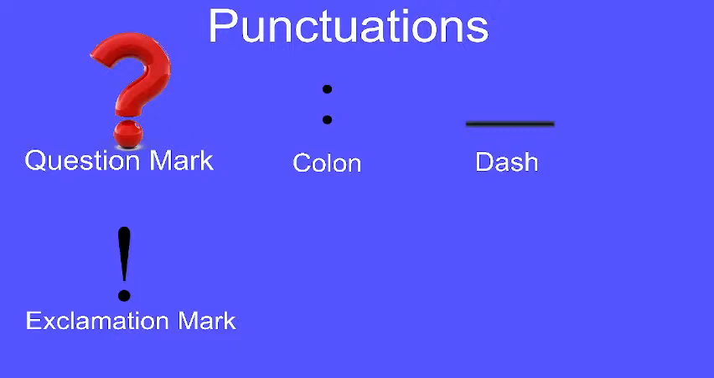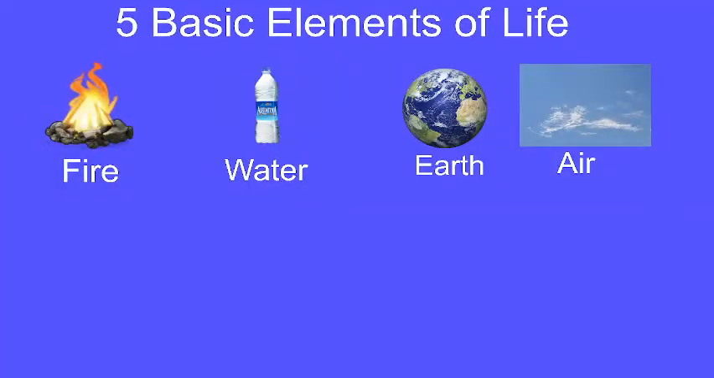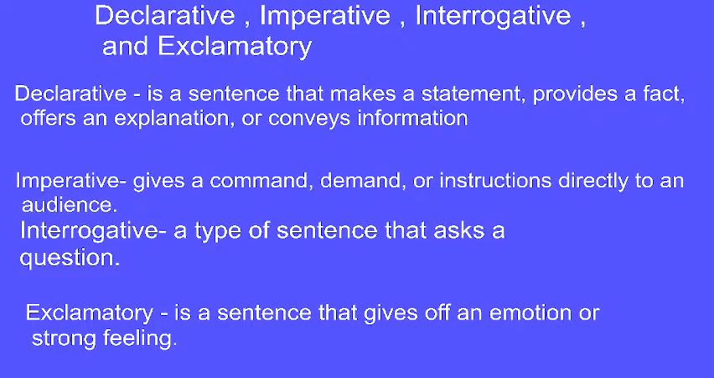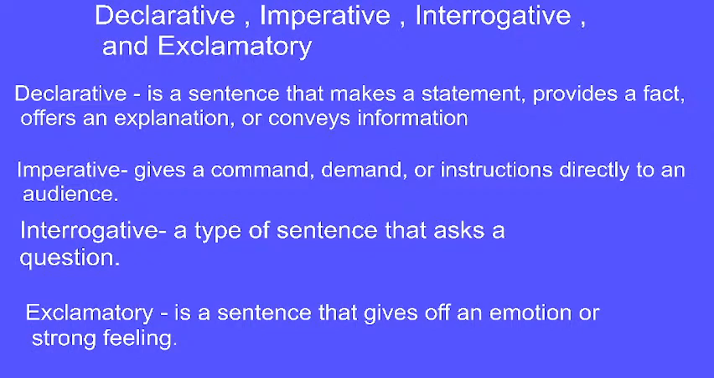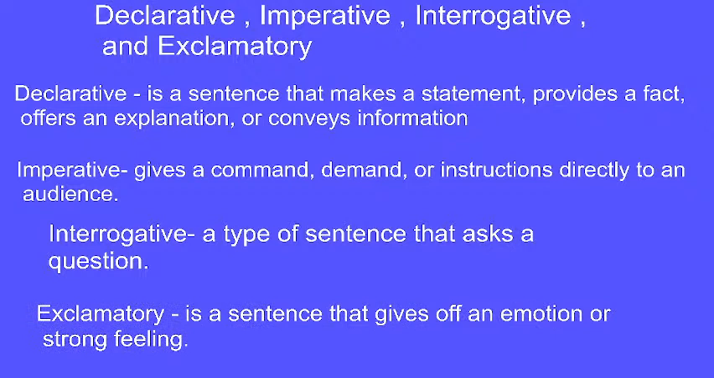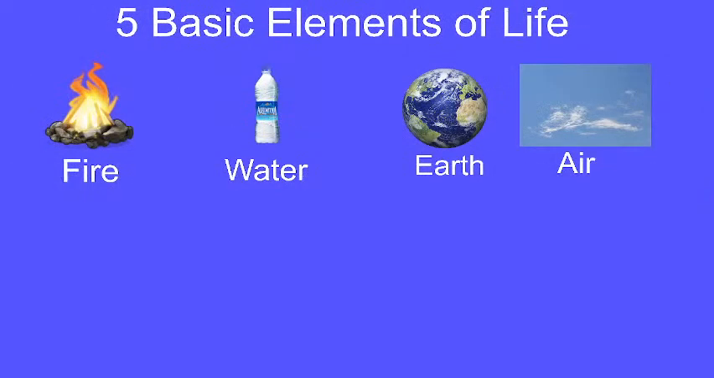Now, our second lesson: declarative, imperative, interrogative, and exclamatory. Declarative is a sentence that makes a statement or provides a fact and offers an explanation or conveys information. Imperative gives a command, demand, or instructions directly to an audience. Interrogative is a type of sentence that asks a question, and exclamatory is a sentence that gives off an emotion or strong feeling.